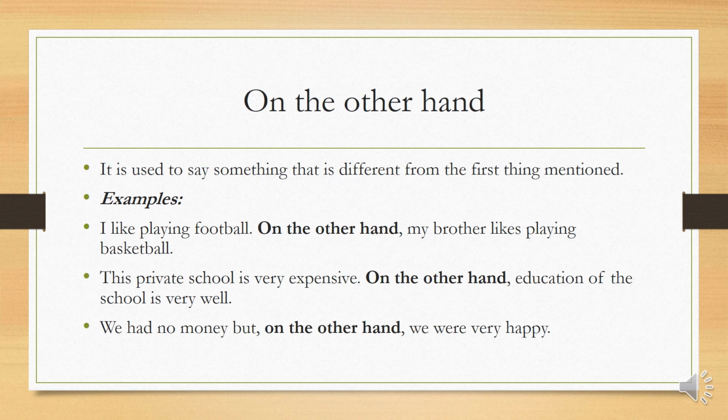On the other hand, it is used to say something that is different from the first thing mentioned. For example, I like playing football. On the other hand, my brother likes playing basketball. This private school is very expensive. On the other hand, the education at the school is very good. We had no money, but on the other hand, we were very happy.